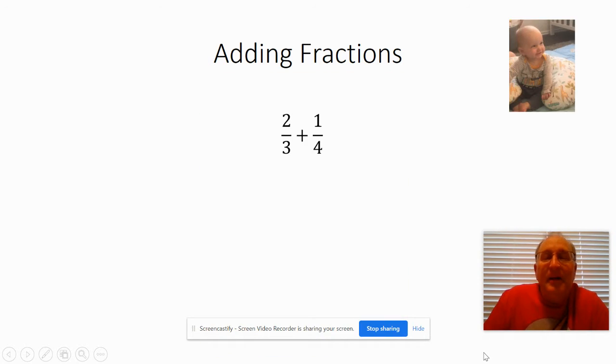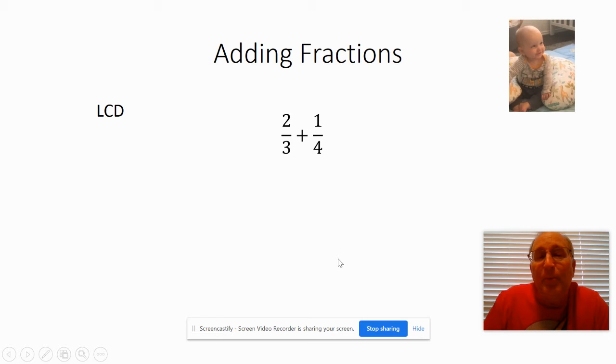All right. And how do you add fractions? You can't just add 2 and 1 and 3 and 4 and get 3/7. That would be nice and way too simple. Because you have to have things that are like what we call a common denominator, right? Or the lowest common denominator sometimes is the easiest one to use.